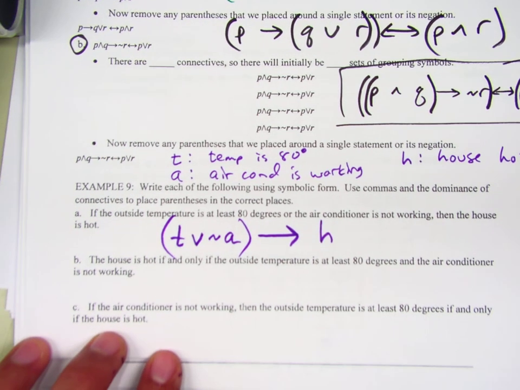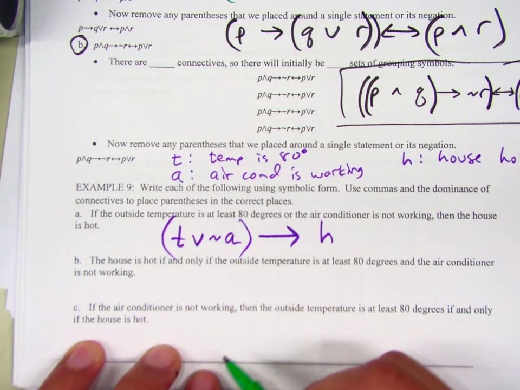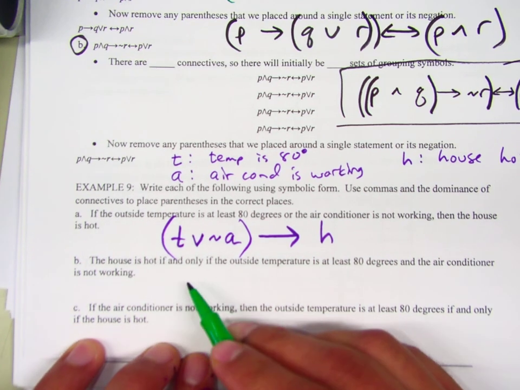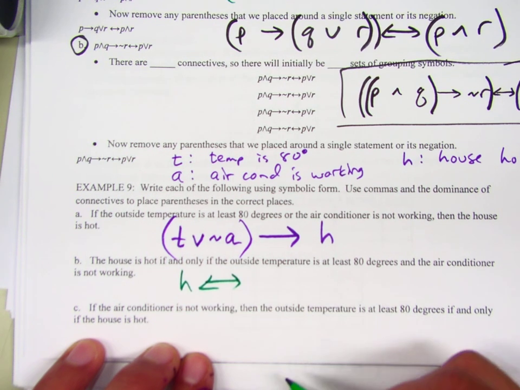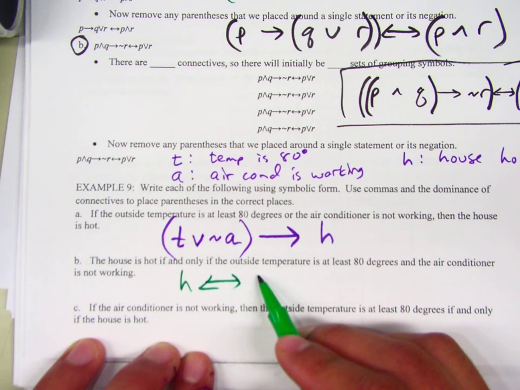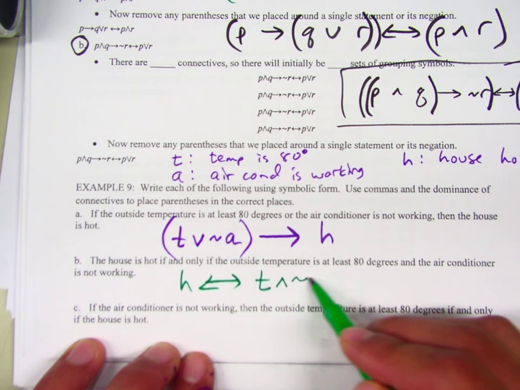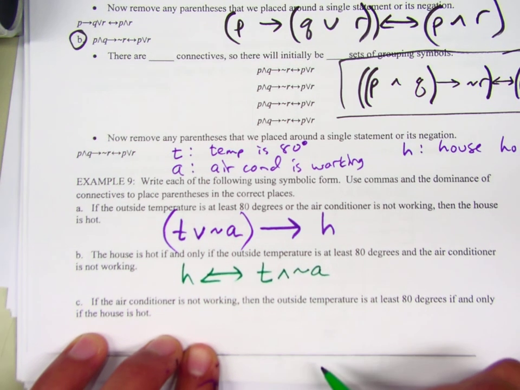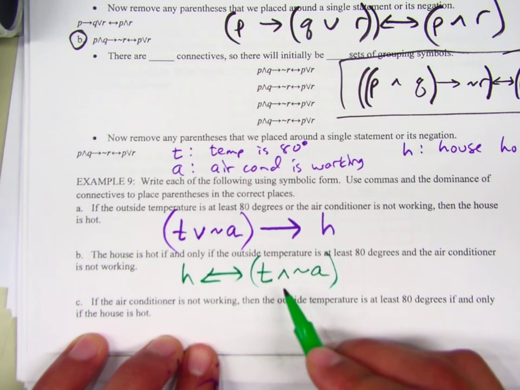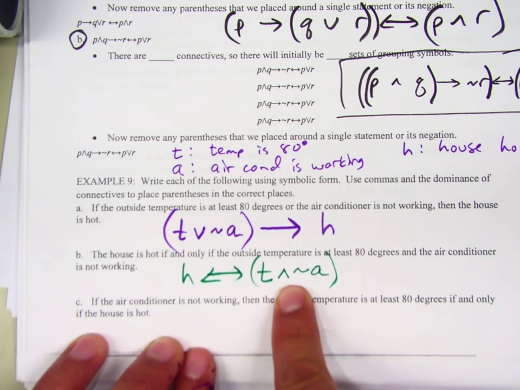Let's try B. The house is hot is what letter? H. If and only if outside temp is at least 80 and, so that's T, and air conditioner not working again. And here's the implied parentheses. Okay? It's implied in the sentence, and even if we didn't have it, we would put it there because that's how you would separate an if and only if.